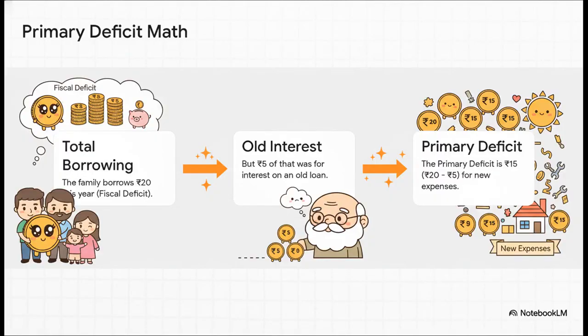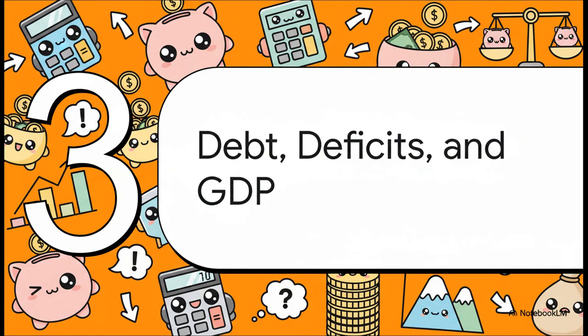Okay, let's walk through this with our family. Say the family borrows 20 rupees this year. That's the fiscal deficit. But wait, 5 of those rupees have to be used immediately to pay the interest on some old loan that grandpa took out. So the primary deficit is just the leftover 15 rupees. This number tells you if the family is making the debt problem worse right now or if they're just stuck paying for the past.